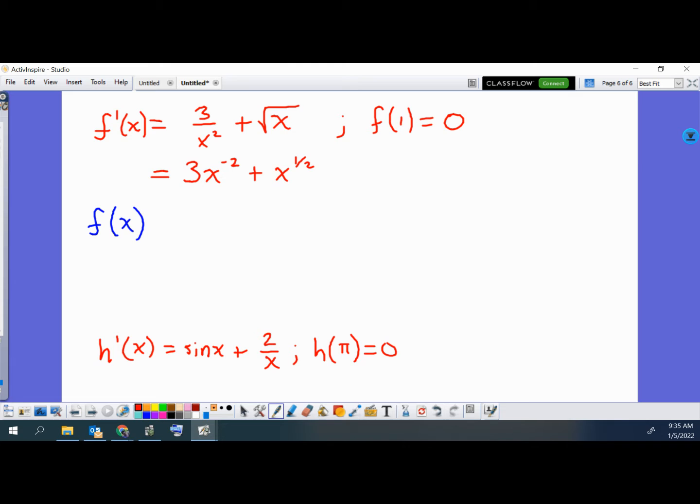And good. So somebody want to tell me what you got for f of x then? You got it, Jake? Negative 3x to the negative 1 plus 2/3 x to the 3 halves. What do you guys think? Does that look pretty good? Looks good to me. There's one thing though. Plus c.